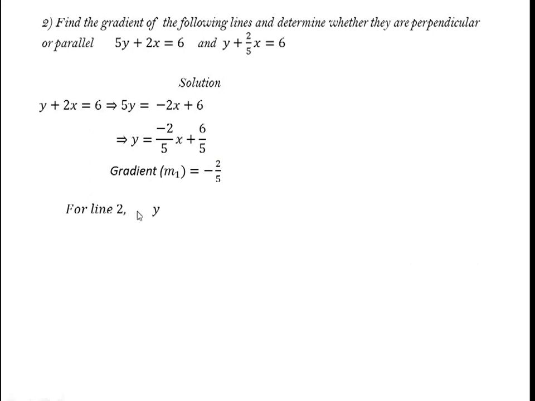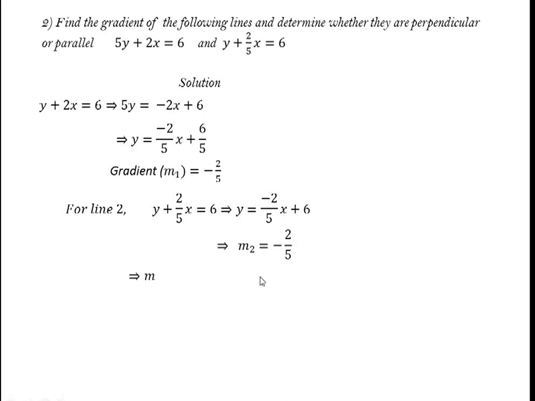Line 2, make y the subject here. The positive term crosses over the equality and becomes negative. We have y equals -2 over 5x plus 6. So what then is our gradient? The coefficient here is -2 over 5. So the gradient of line 1 is -2 over 5. The gradient of line 2 is -2 over 5.